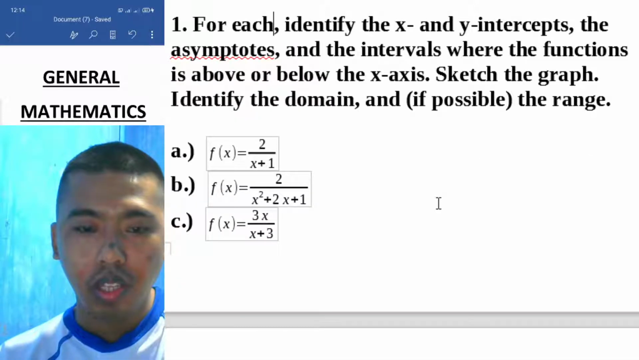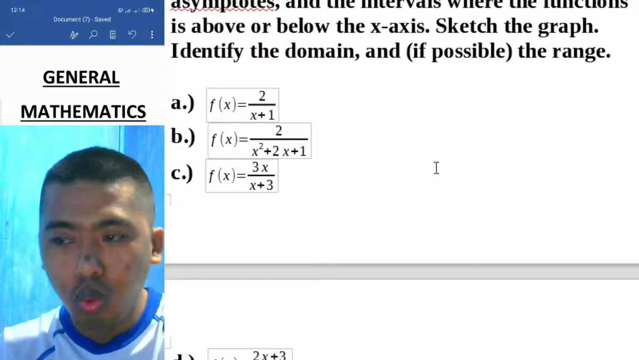Okay, letter A. F of x equal to 2 all over x plus 1.